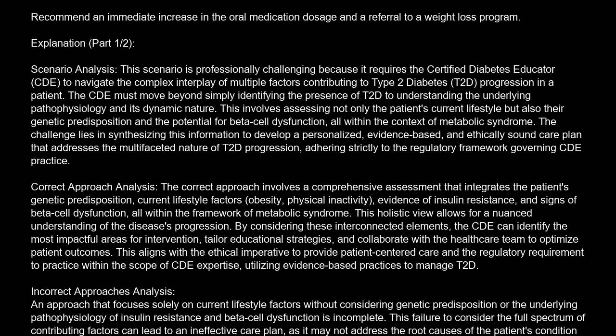An incorrect approach is analysis that focuses solely on current lifestyle factors without considering genetic predisposition or the underlying pathophysiology of insulin resistance and beta cell dysfunction, which is incomplete. This failure to consider the full spectrum of contributing factors can lead to an ineffective care plan, as it may not address the root causes of the patient's condition or anticipate future challenges.